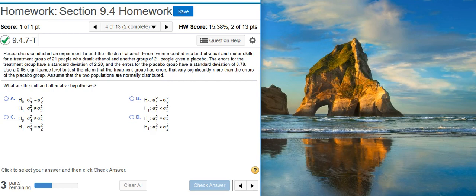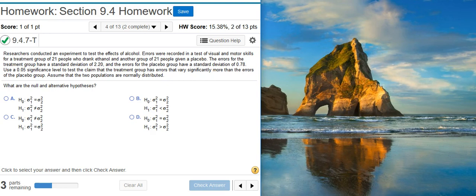Here's our problem statement. Researchers conducted an experiment to test the effects of alcohol. Errors were recorded in a test of visual and motor skills for a treatment group of 21 people who drank ethanol and another group of 21 people given a placebo. The errors for the treatment group have a standard deviation of 2.20, and the errors for the placebo group have a standard deviation of 0.78. Use a 5% significance level to test the claim that the treatment group has errors that vary significantly more than the errors of the placebo group. Assume that the two populations are normally distributed.